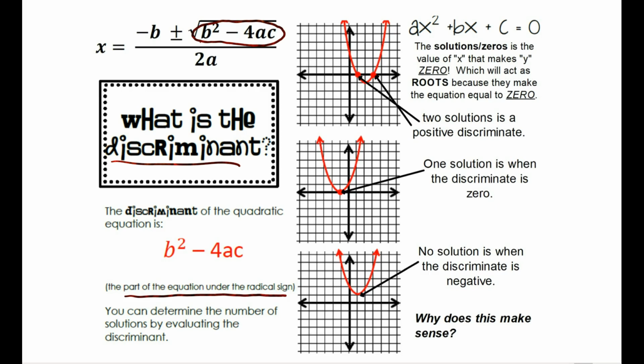All right, if the discriminant is positive, you will have two solutions. So if the number under here is positive, which we'll see in a moment.